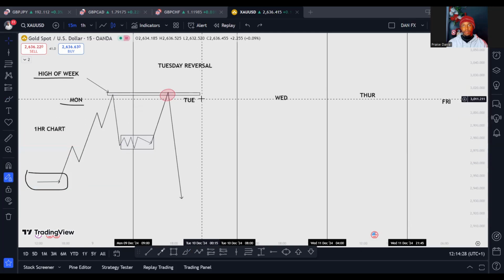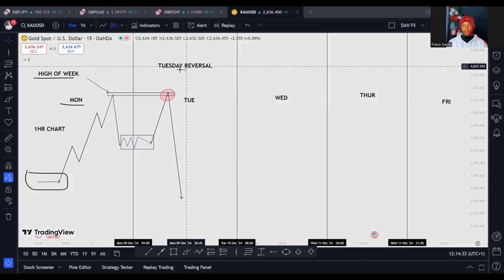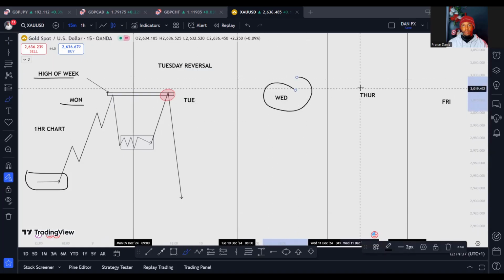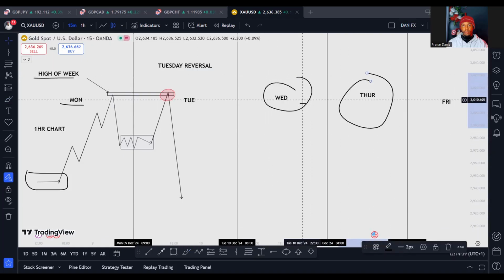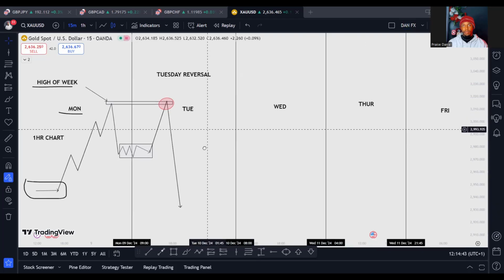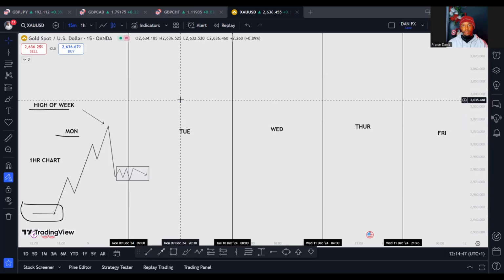Now, it's not always going to be like this. Sometimes they're not going to reverse on Tuesday, and if they don't reverse on Tuesday, they're going to reverse either Wednesday or Thursday, right? Let me explain how it's going to work when it comes to reversing later in the week. So let's just delete all this.